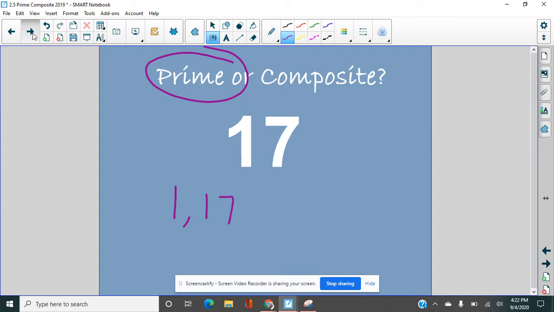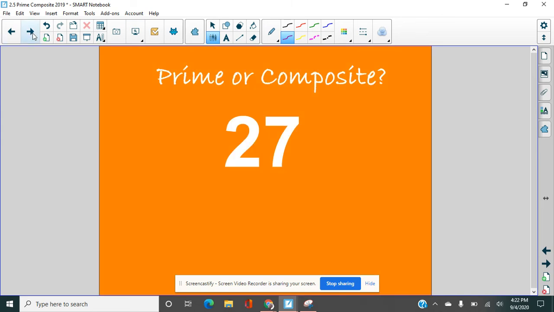All right, your turn. 27. Prime or composite? It is composite. 1 and 27, 3 times 9. This is one really, really good example of knowing your multiplication facts and how that will help you so much as you work on your math.